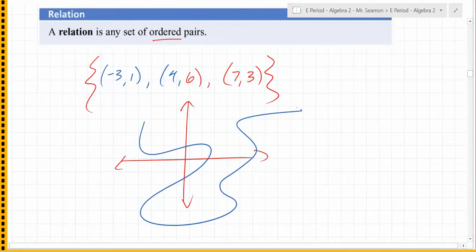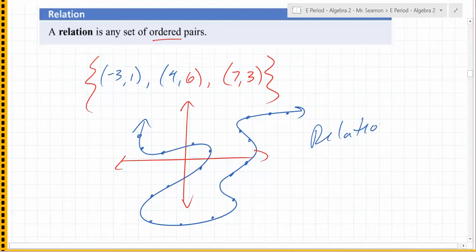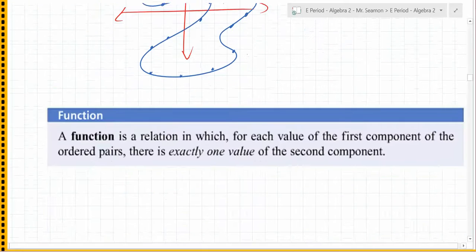Is that a relation? Yep. Could I take lots of points on here? Yeah. And the relation is that they are on this squiggle. I'll ask you a question you might know the answer to. Is this a function? This is not a function, but it is a relation. The relationship is that all those points are on that path, but it's not a function.